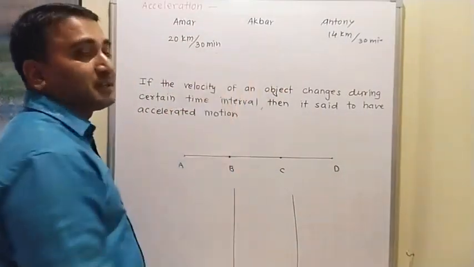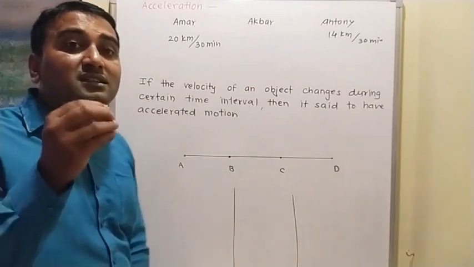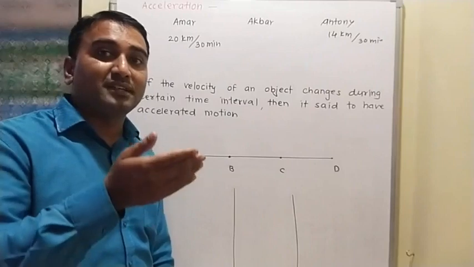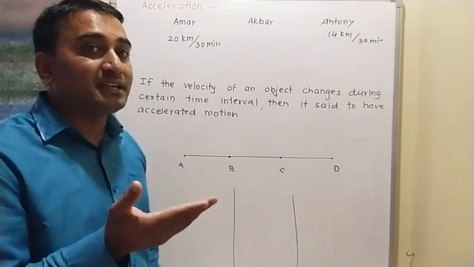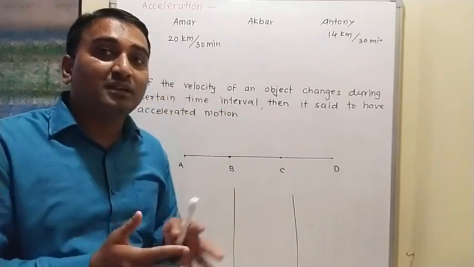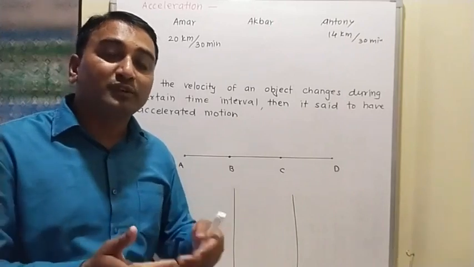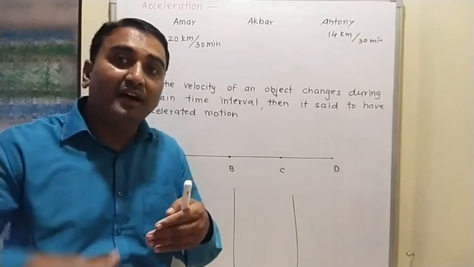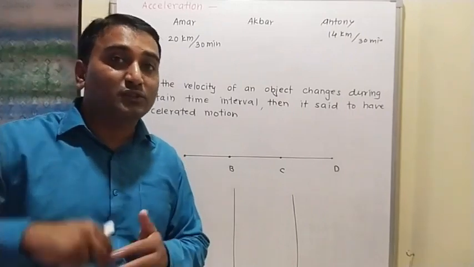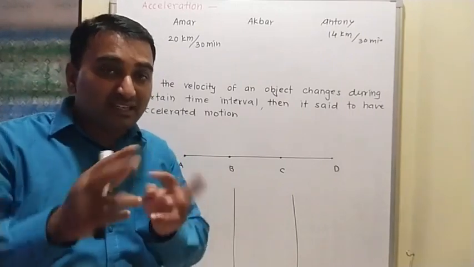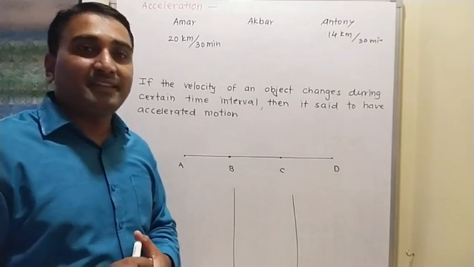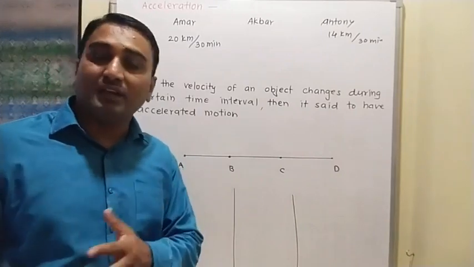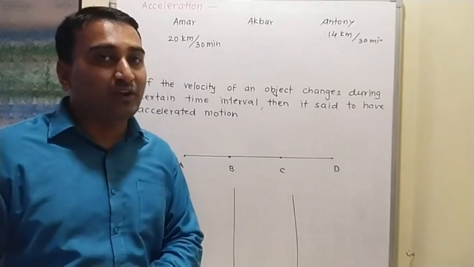But what about Akbar? Akbar's speed sometimes decreases and sometimes increases. First it is near about 18 kilometers in the first two sessions, then again 6, that means speed decreases, and again the last session is 25, so speed increases. So if there is an increase and decrease in speed, then that is called non-uniform speed or non-uniform motion, and that is also non-uniform velocity.